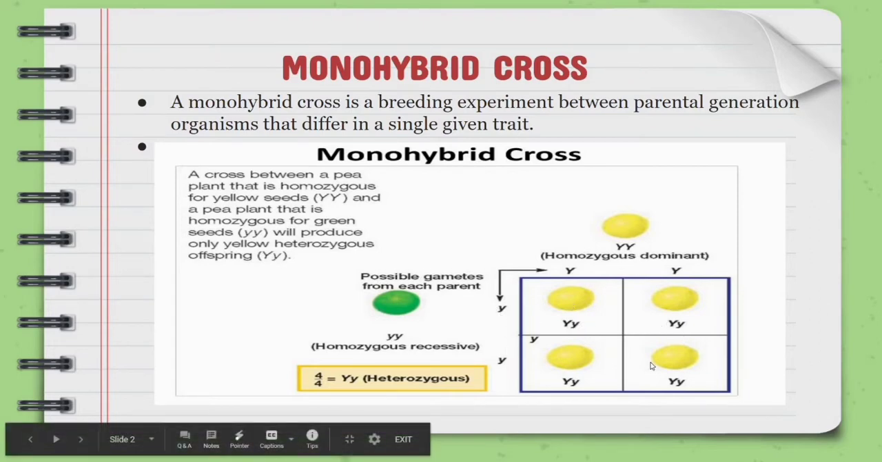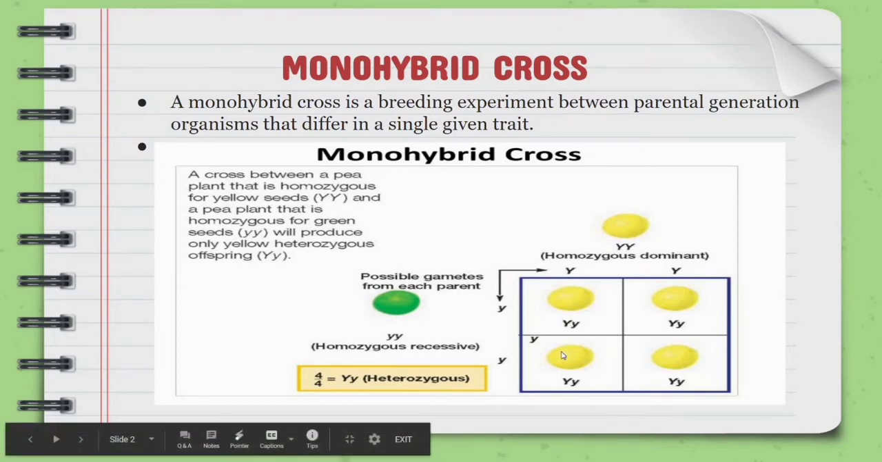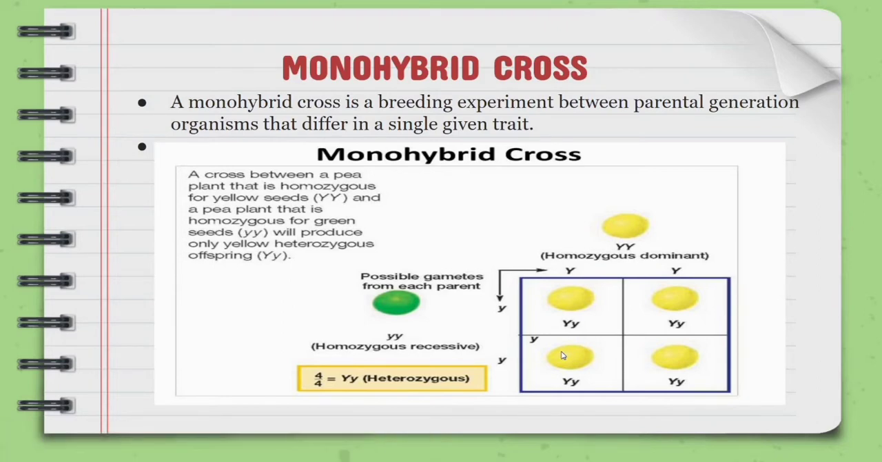When they cross, you will get all heterozygous yellow seed producing plants in the first generation. Heterozygous means it has one dominant allele and one recessive allele, but only the dominant allele gets expressed. All the plants in the first generation will be heterozygous but expressing the character of the dominant parent. That means all the first generation offspring will produce yellow seeds. So this is a monohybrid cross, a cross in which only one single trait is considered at a time, or the parents differ in only one single trait.